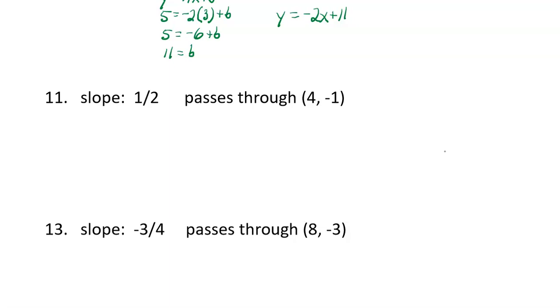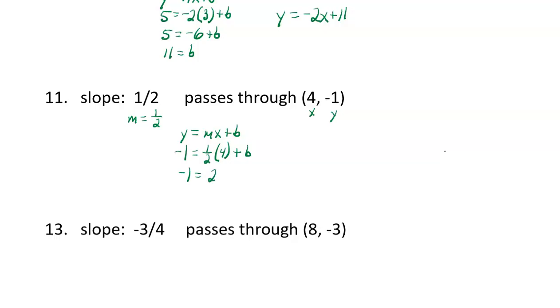Number 11, we know the slope, so we do know the value of m. We don't know the y-intercept, but we do know a value for x and y. y equals mx plus b. The y is -1. The m is 1/2. The x is 4. And the letter b is unknown.